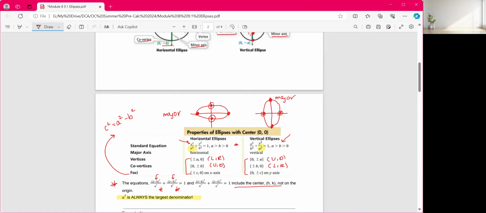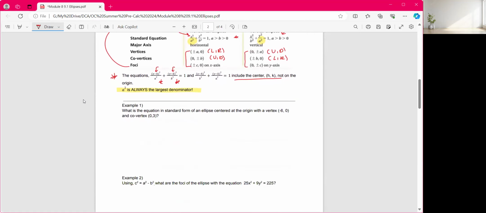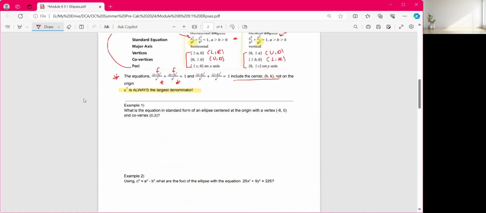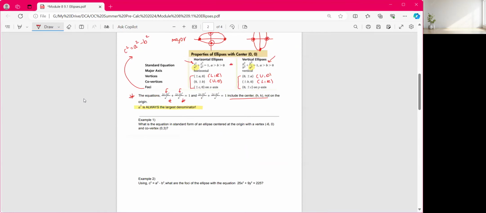And so these are the key features of ellipses, and we're going to go through some examples of them. And here is our first example. Let's talk about it. What is the equation in standard form of an ellipse centered at the origin with a vertex of -6, 0 and a covertex 0, 3?